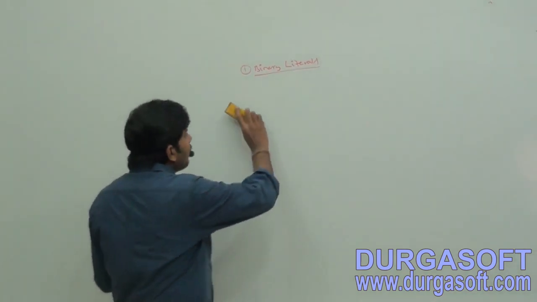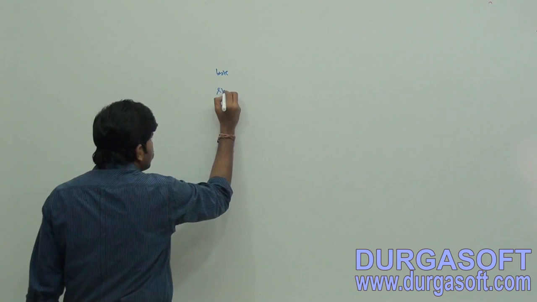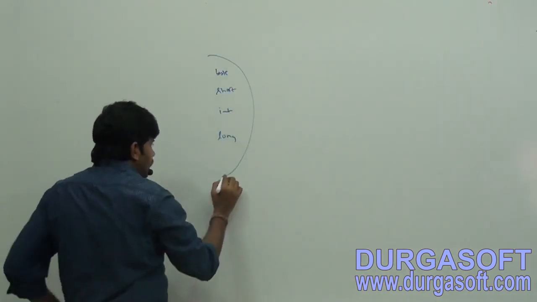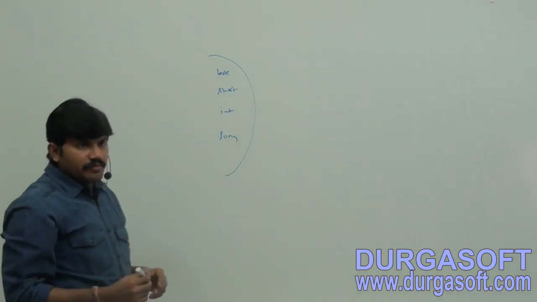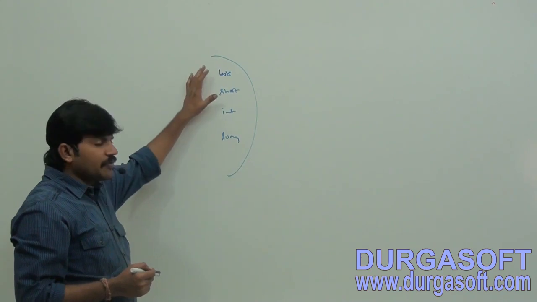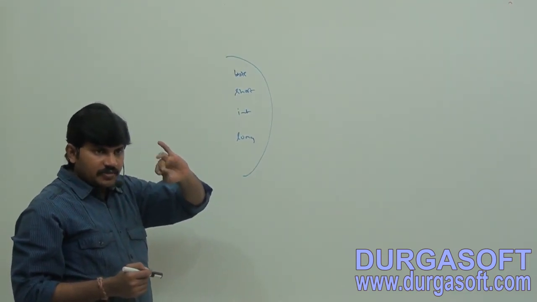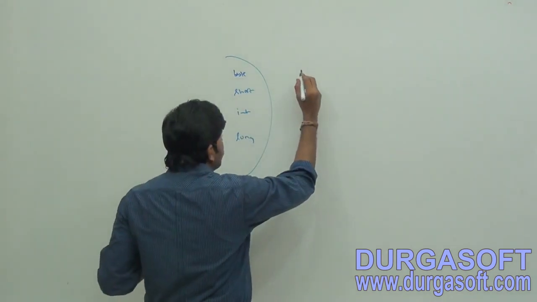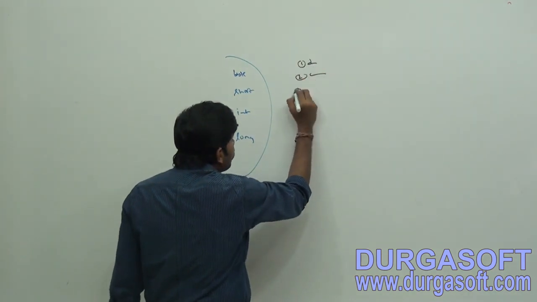For integral data types, which are the integral types? Byte, short, int, long. For integral data types, in how many ways can we specify a literal value? Three ways: decimal, octal, hexadecimal.